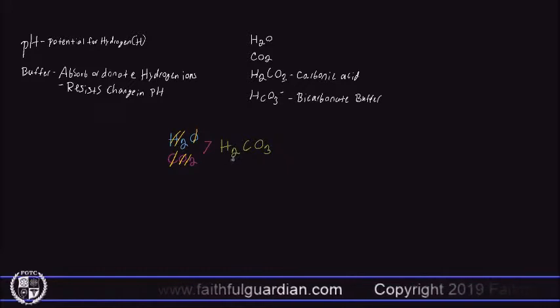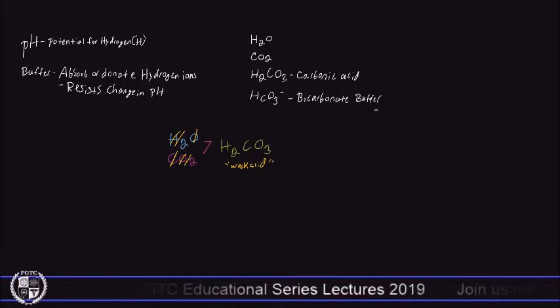Now, carbonic acid is known as a, quote unquote, weak acid. And what this means is it's not very stable, and it can essentially get rid of part of its structure if it needs to. And the part that it's going to get rid of is going to be this H2 right here. So what can happen is you have your carbonic acid, and it's going to participate in this buffer system by becoming bicarbonate buffer.